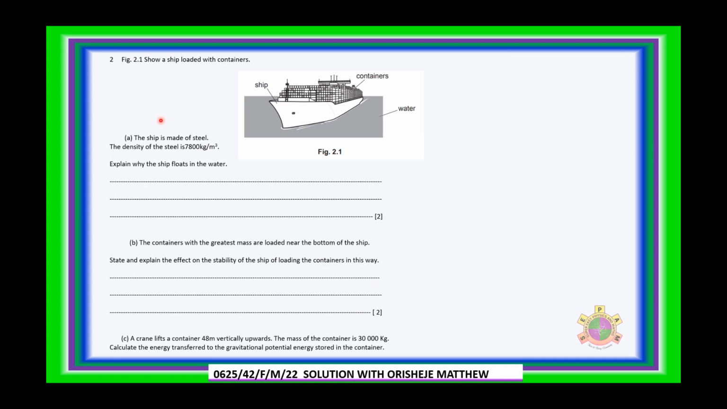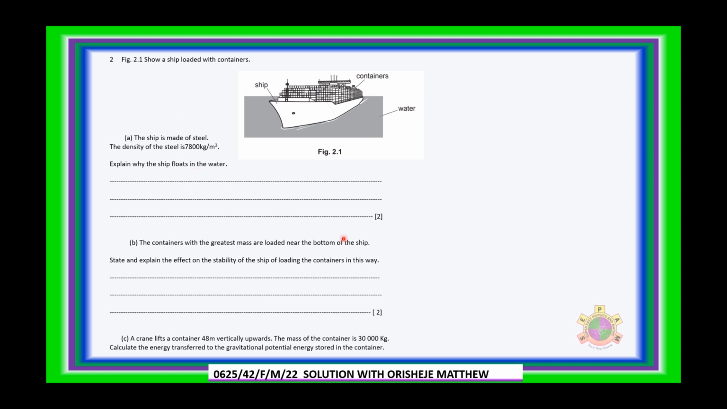Question 3 shows a ship loaded with container. So this is the ship loaded with container. The ship is made up of steel. The density of steel is 7,800 kilogram per meter cube. Explain why the boat floats on water.